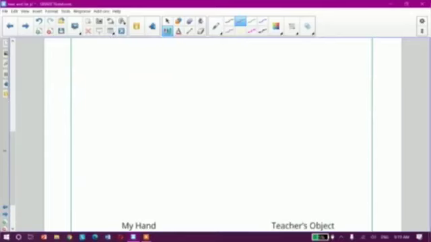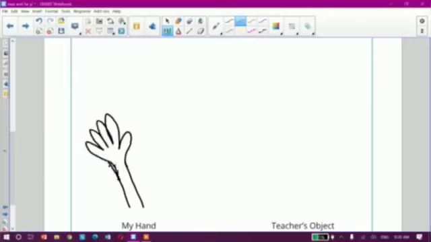Okay. This is my hand, or your hand. And here is my object. I hold this object far away from you. What do you note? The pencil is far away from your hand or near to your hand? Far away from the hand. So can you see the pencil at its normal size? Is this the real size of your pencil?